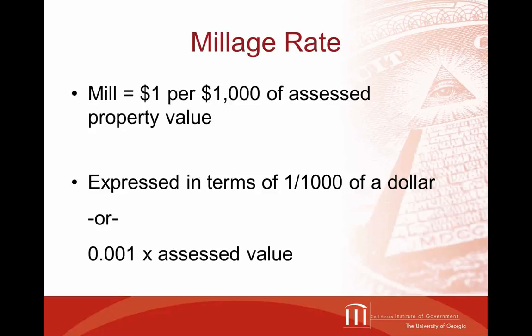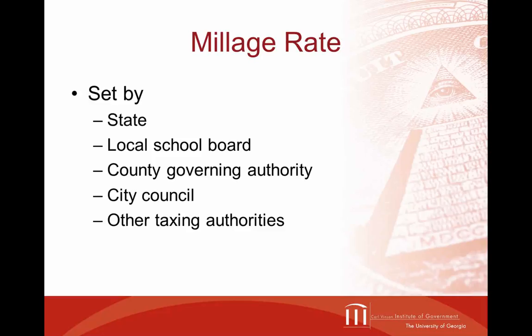You might also be wondering, what is a mill? A mill is a term used in Georgia that equals $1 per $1,000 of assessed property value. It is expressed in terms of 1/1000th of a dollar, or 0.001 times the assessed value. Remember that millage rates are set by the state, the local school board, the county governing authority, city council, and any other taxing authorities in the jurisdiction where your property is located.